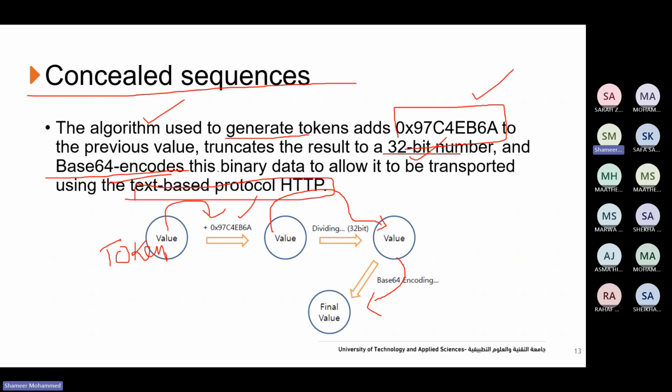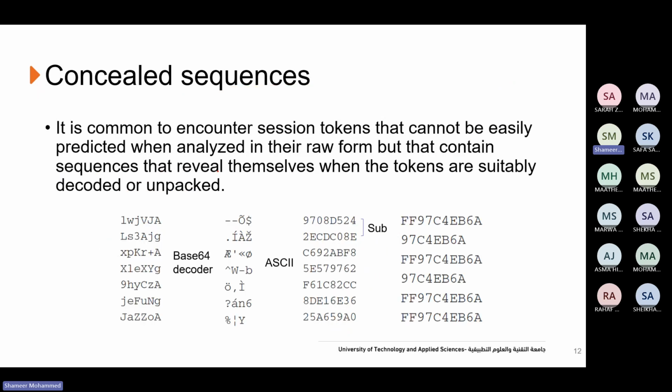So this is my idea, my way to generate a token. The attacker can identify this by analyzing the token. You can convert that into base 64, then ASCII, and it will be generated in this form. This is one token. This is another token. This is another token.